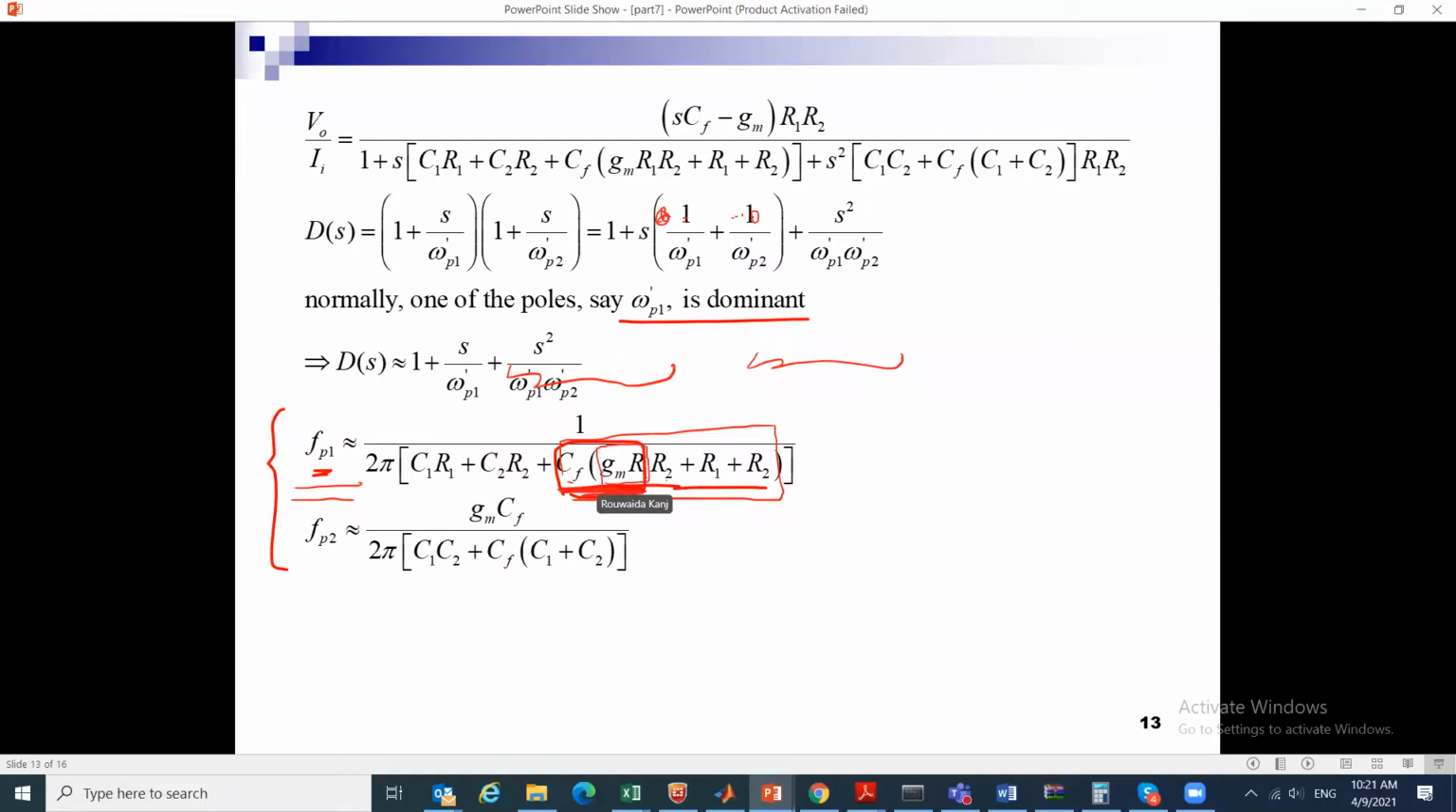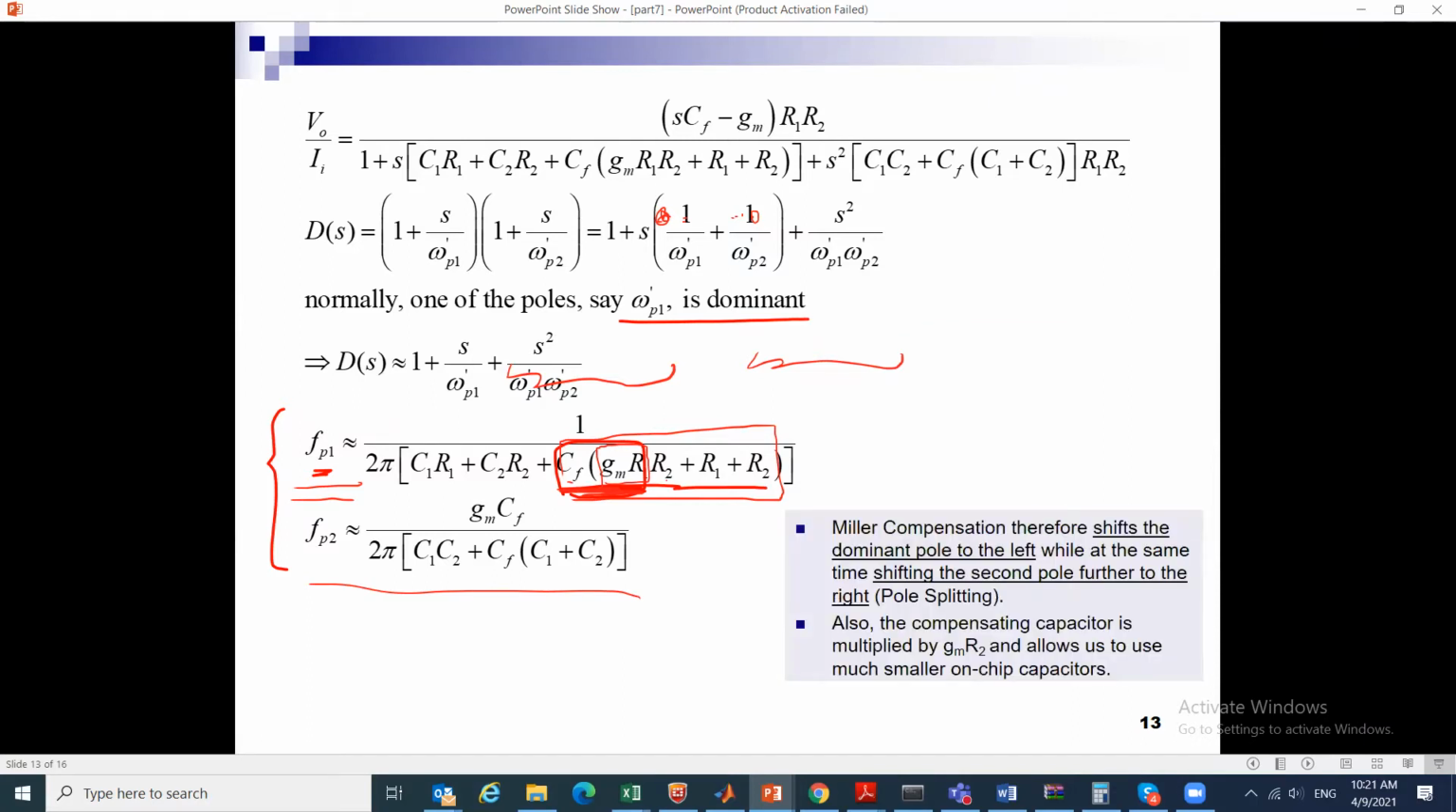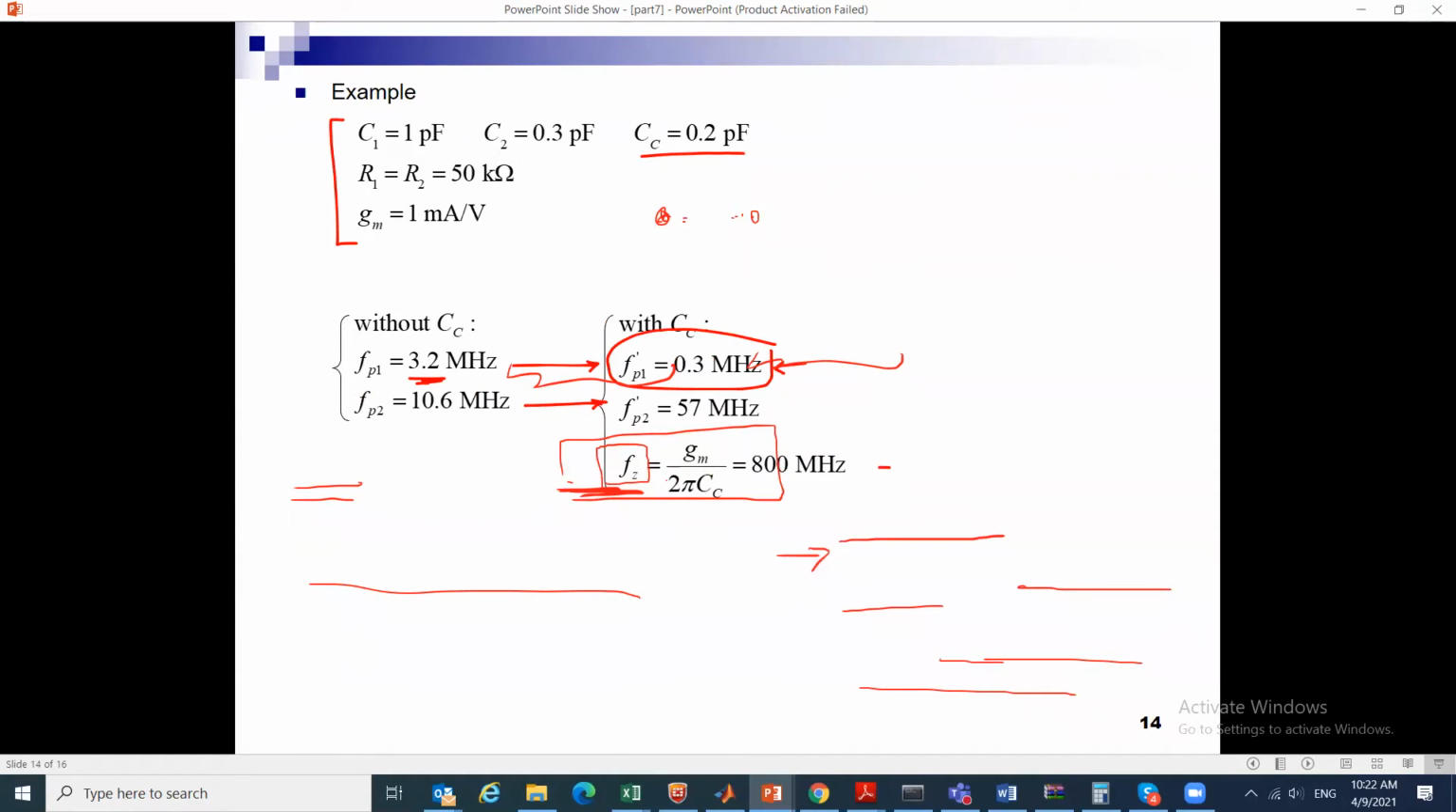This way I can get a large compensation, a large shift in my first pole, whereas the others are not subject to this, as we find from the complex equations. So this is what typically they follow. Miller compensation shifts the dominant pole to the left, while it shifts the other poles to the right, by 1 over the gain, right? Also, the compensating capacitor is multiplied by GMR2, and this allows us to use much smaller capacitors on the chip. We don't need to have large capacitors on the chip.